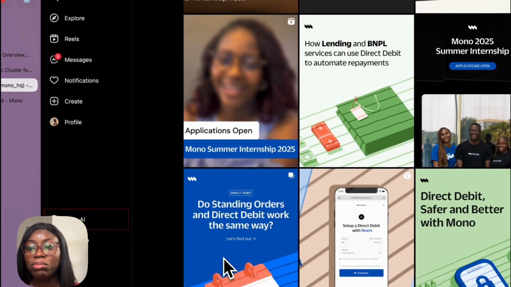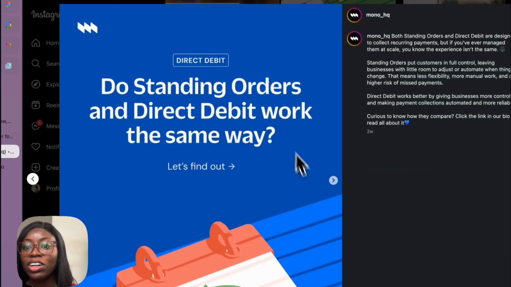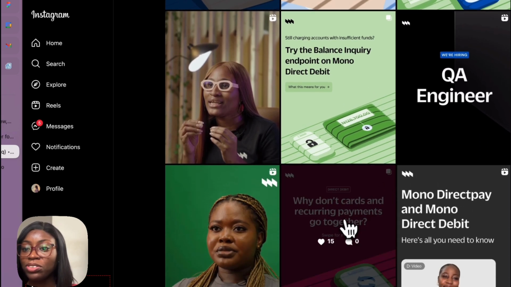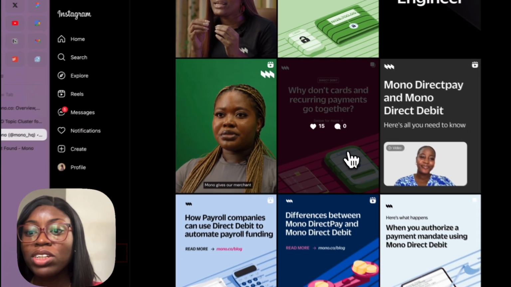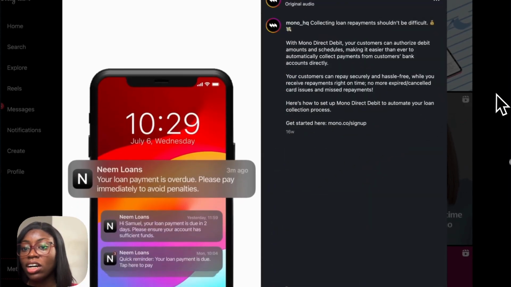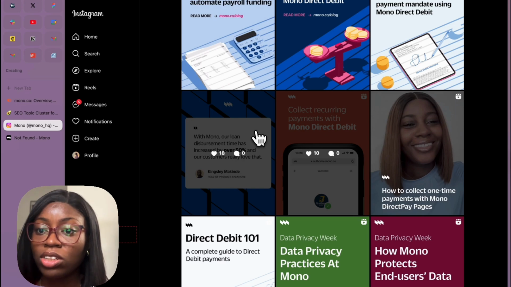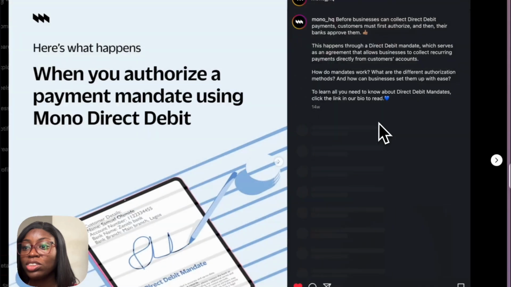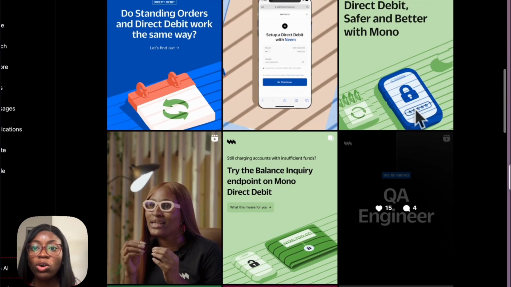So we did single image posts down to carousels. For instance, this carousel that talked about the differences between standing order and direct debit, down to this one on cards versus direct debit. We even went as far as doing video content on direct debit, and we had social proof posts showing how other businesses are using direct debit and the results they've gotten from it. So it wasn't just on the articles; we also had to find other ways to build our authority online.